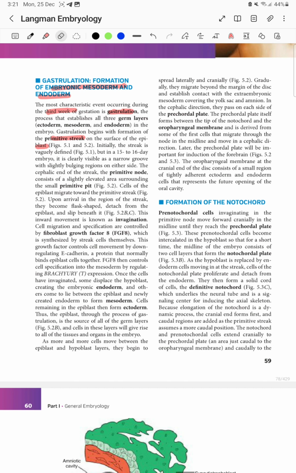The cephalic end of the streak, the primitive node, consists of a slightly elevated area surrounding the small primitive pit. So at the cephalic end of the streak, there is a small pit, or a depression, which is surrounded by the primitive node.